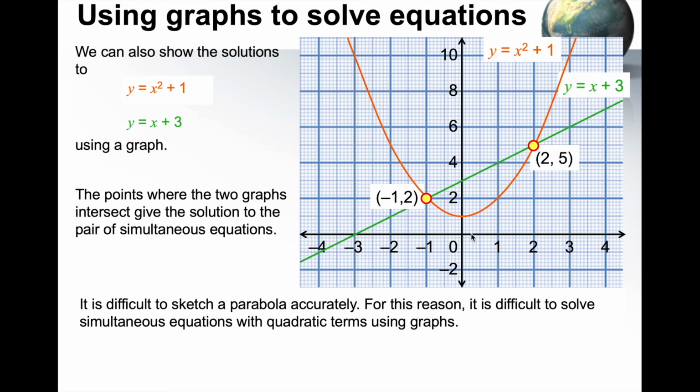So these answers are the same as the substitution method. But in Additional Maths, you will not be asked to draw the graph. The graph will be given to you. All you need is to extract the answer, meaning find the intersection. Or the most that you will be asked is to draw the linear line. I hope that makes sense.